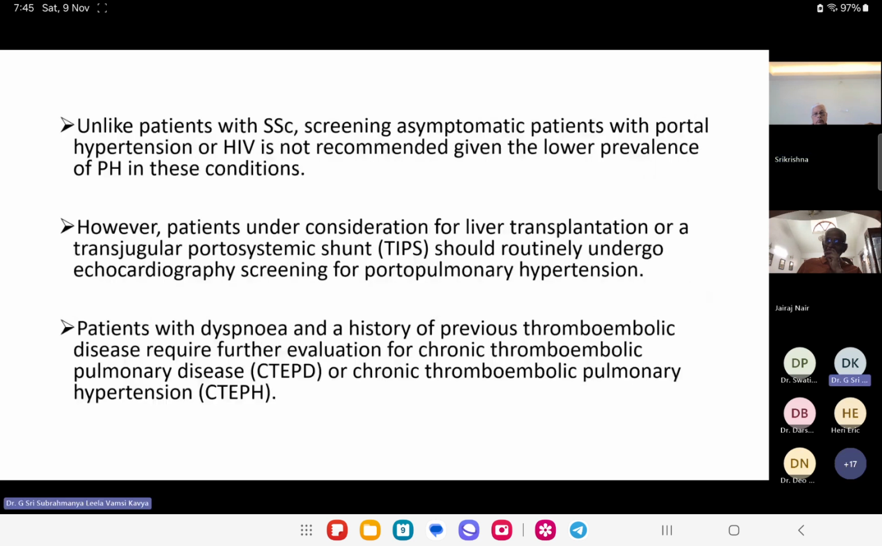Unlike patients with systemic sclerosis, screening asymptomatic patients with portal hypertension or HIV is not recommended given the lower prevalence of PH in these conditions. However, patients under consideration for liver transplantation or a transjugular portosystemic shunt should routinely undergo echocardiography screening for portopulmonary hypertension. Patients with dyspnea and a history of previous thromboembolic disease require further evaluation for chronic thromboembolic pulmonary disease or chronic thromboembolic pulmonary hypertension.